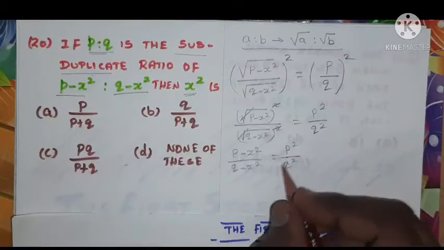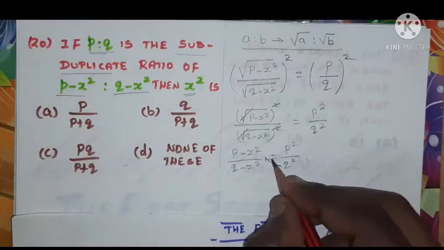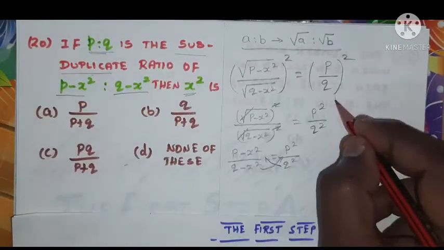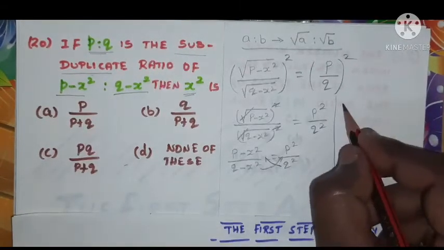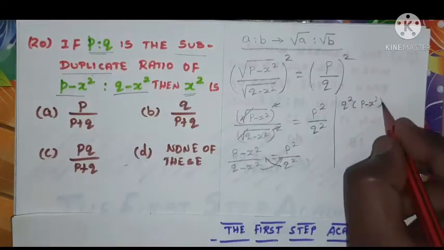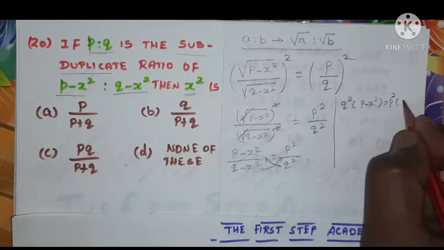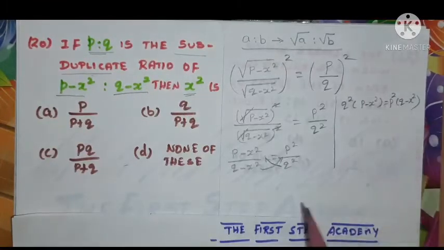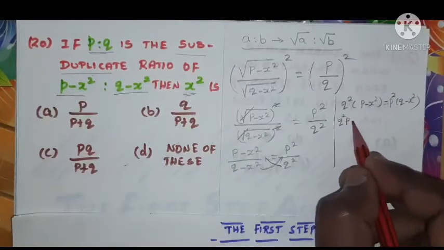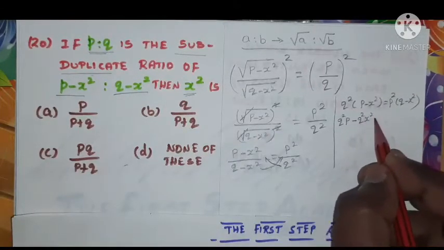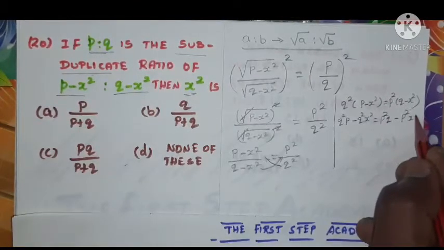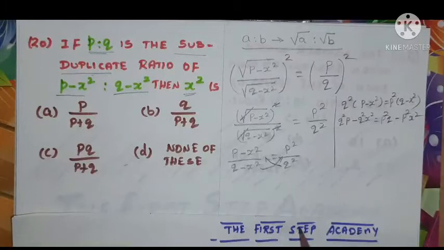So now what will happen? Q squared will go to the left hand side and Q minus x squared will go to the right hand side. It will become a product, right? So Q squared into P minus x squared is equal to P squared into Q minus x squared. Now multiply Q squared into P, right? Q squared into P minus Q squared into x squared is equal to P squared into Q minus P squared into x squared.